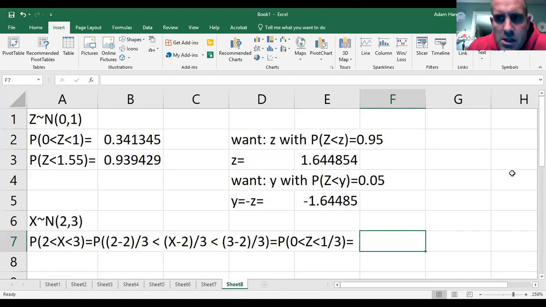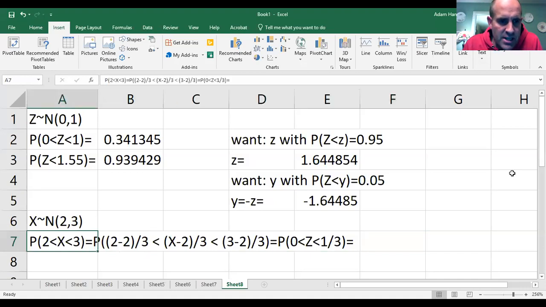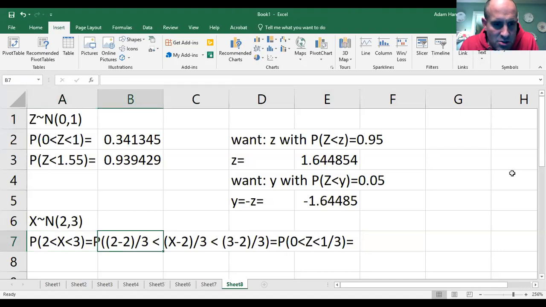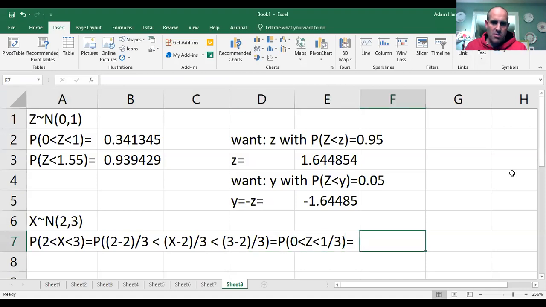In Excel, again, if x is distributed as normal with mean 2 and standard deviation 3, this is what we did. We said, okay, we want the probability that 2 is less than x is less than 3. We subtracted 2 and divided by the standard deviation on everything. And we got that that's the probability that 0 is less than z is less than a third, because z is equal to x minus mu over sigma. So we can use the standard normal now.